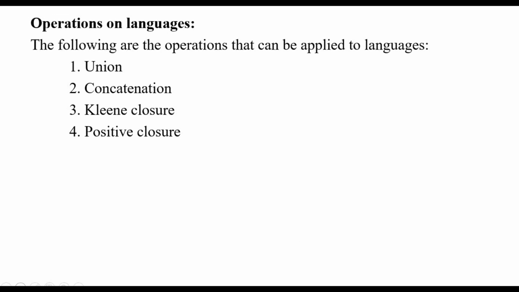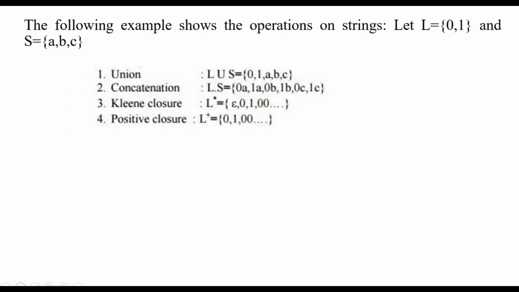Which operations are performed on languages? The following are the operations that can be applied to any languages: union, concatenation, Kleene closure and positive closure. So here we see that with an example. Let L equal {0, 1} and S equal {A, B, C}. Using this example, we can apply union, concatenation, Kleene closure and positive closure.